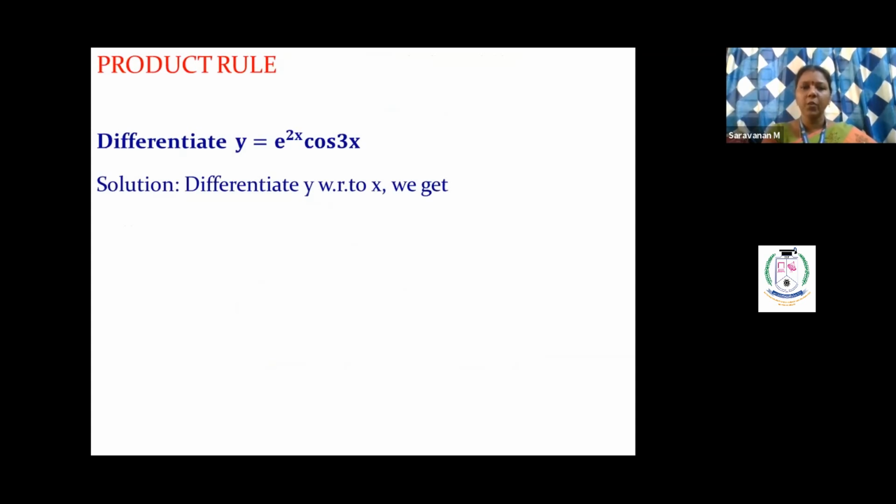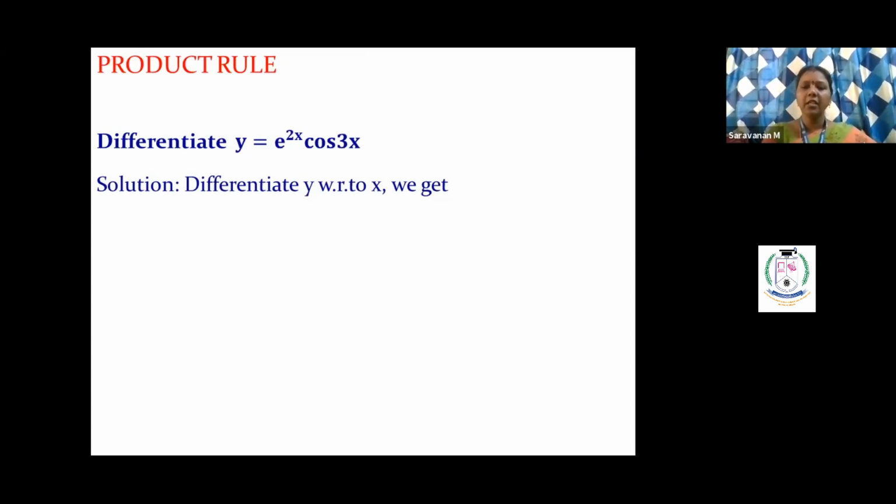So differentiate y is equal to e power 2x into cos 3x. Well, already they have given y is equal to, so no need to consider it as y. In the previous question, they had just given the function, so we denoted it as y. Here, in the question itself, they have mentioned y is equal to. So it is understood that y is the dependent variable and x is the independent variable. So we have to differentiate y with respect to x.